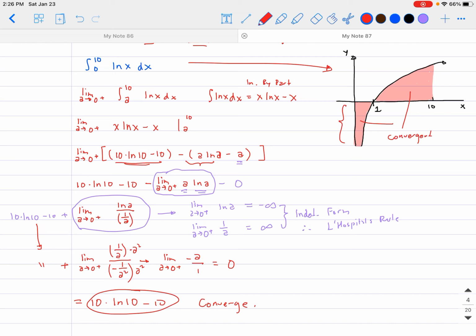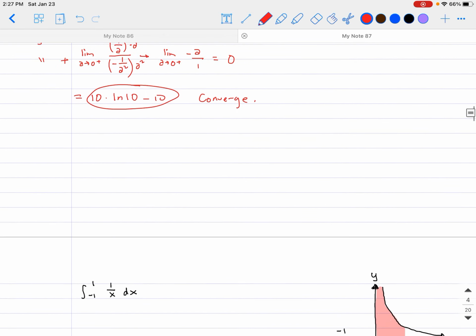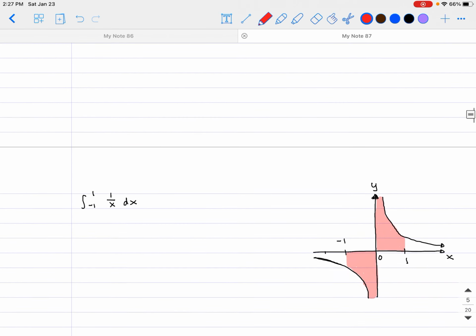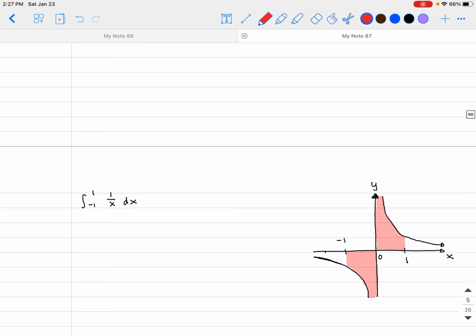It goes to show you that just because you have a vertical asymptote doesn't necessarily mean that you will have something that's divergent, because if your area under the curve is convergent, then we're going to be okay. So now let's look at the last example over here.